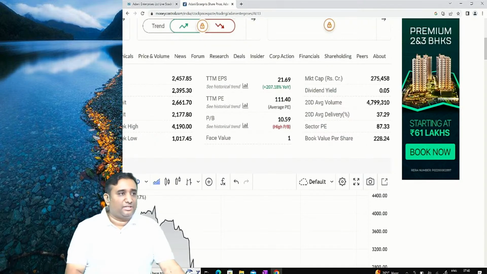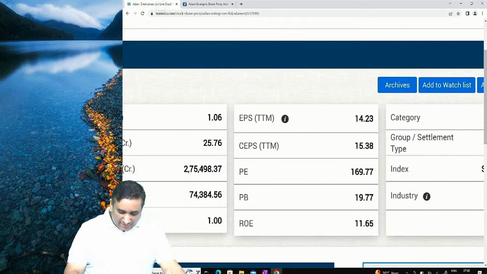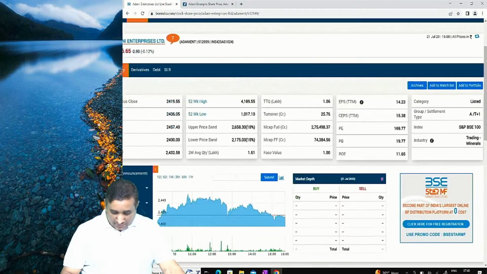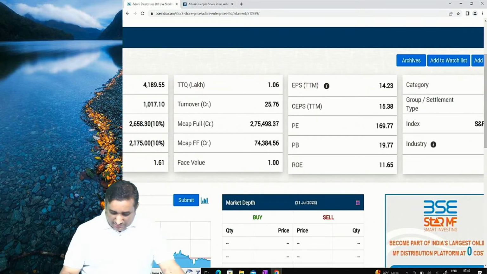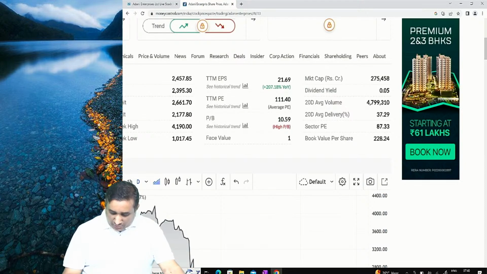That means it is something which you are learning, and the data would be available here and there. Exactly, if I go here, which company were we seeing this? That was Enterprise. Now I don't know why it is showing 19.7, but if you look at this book value 228, it shows data here.